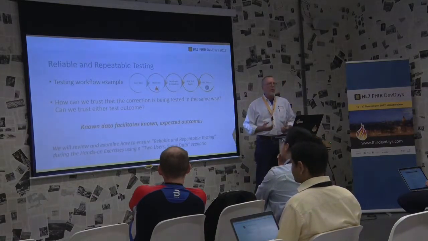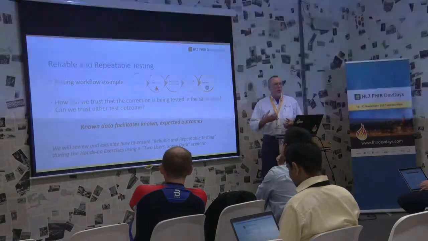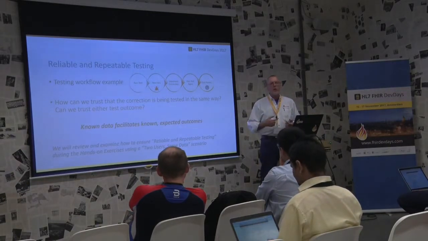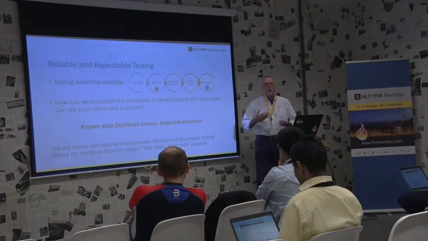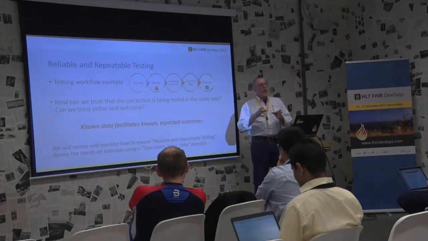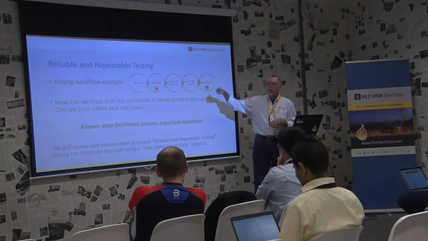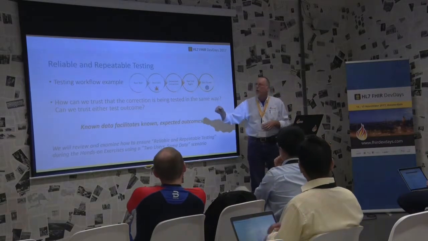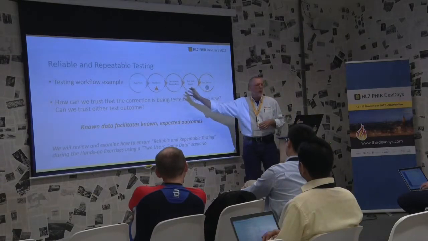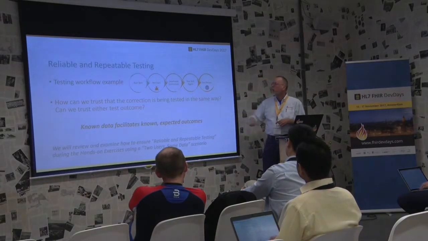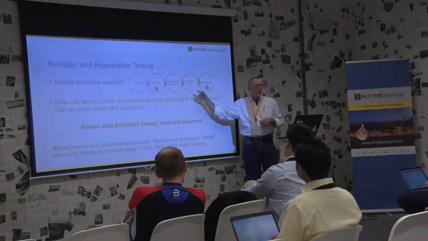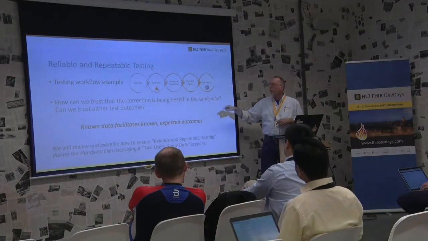But first I want to talk about some information about reliable and repeatable testing. Because when you start to do testing, you want to make sure that you have a test definition that you can run over and over again, if you want to do regression testing and so forth. But you want to make sure that that test is reliable and you can repeat it over and over again and have confidence in it. So a workflow example is you run a test, something goes wrong, a little bug is detected, developer goes back and corrects it, you run it again, and it passes. Yay. How can we trust that the correction is still being tested the same way? So that's what we're trying to get to here.